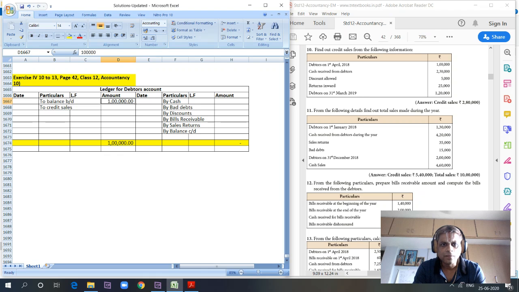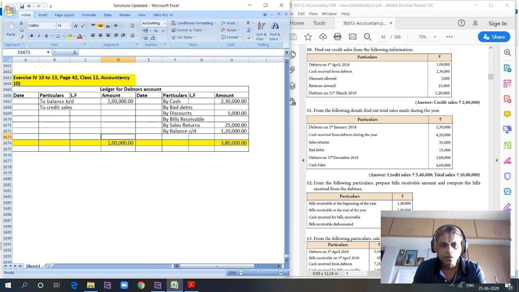Cash received from debtors journal entry is cash account debit to sundry debtors account. So by cash 2,30,000. Discount allowed. Discount allowed again is discount account debit to debtors account. So discount allowed is 5,000 rupees. We have returns inwards. Sales return account debit to debtors account. Sales return 25,000. We have debtors as on 31st March 2019, 1,20,000.